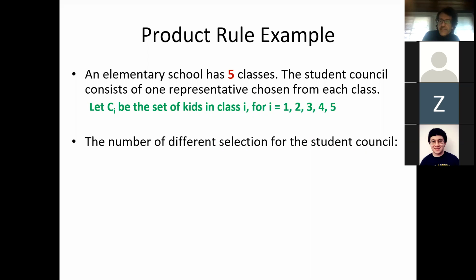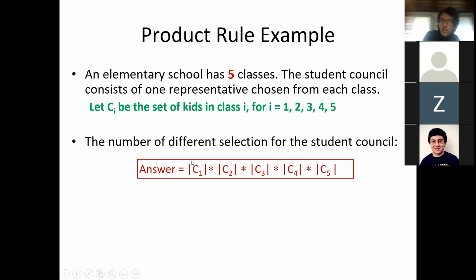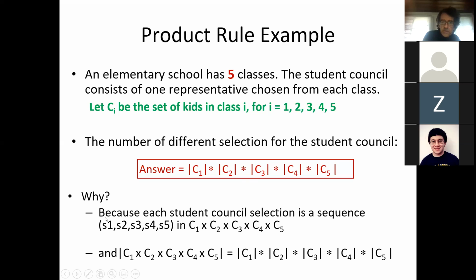Okay, so let's say, an example. You have a student council that has to have exactly one representative from each class, and there are 5 classes. Let's call them Ci, right? So there is a set C1 of kids in the first class, C2 kids in the second class, etc. Right? So how many possible student councils? This many, because it's the multiplication of each of these cardinalities. Why? Because a student council is a sequence in the Cartesian product of these sets, right?